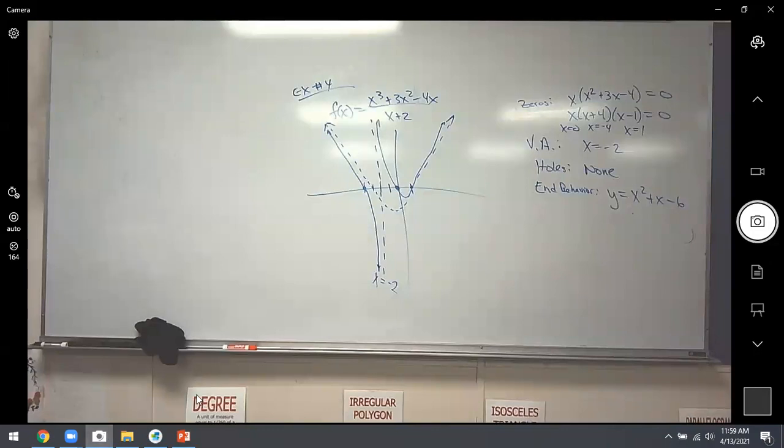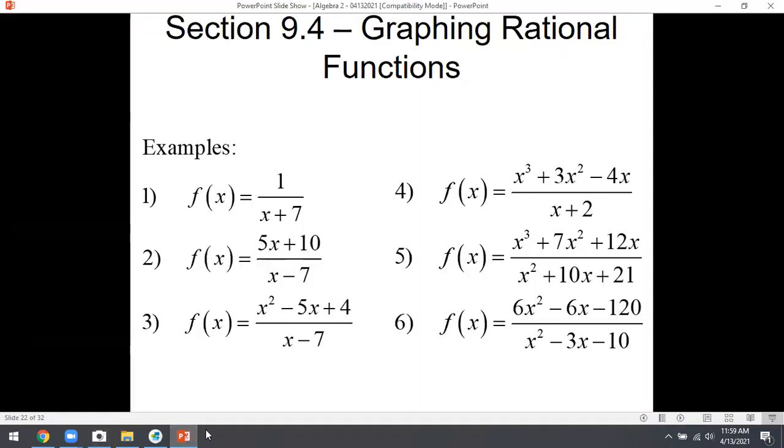All right, let's do one that actually has a hole. It's about time to talk about holes. It's example 5, right? We did 4. Yeah, we did. Okay, looks a little scary. It's not that bad. On the top, we got ourselves an x cubed, excuse me, not squared, cubed, plus 7x squared plus 12x. Now on the bottom, we got ourselves x squared plus 10x plus 21.